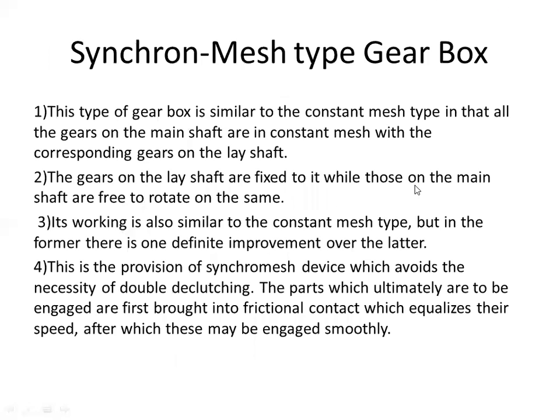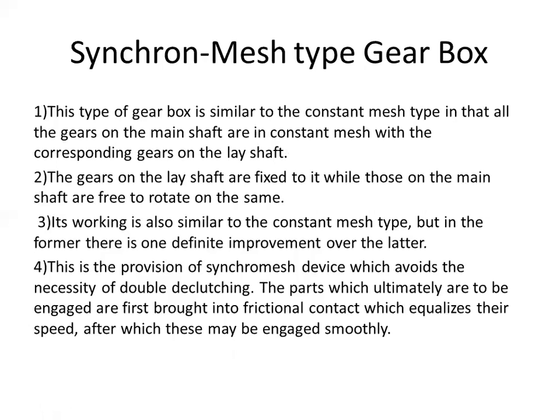Then what is the construction of the synchronous type gearbox? This type of gearbox is similar to the constant mesh type, in that all the gears on the main shaft are in constant mesh with the corresponding gears on the lay shaft. The gears on the lay shaft are fixed to it, while those on the main shaft are free to rotate on the same. Its working is also similar to the constant mesh type, but in the former there is one definite improvement over the latter.